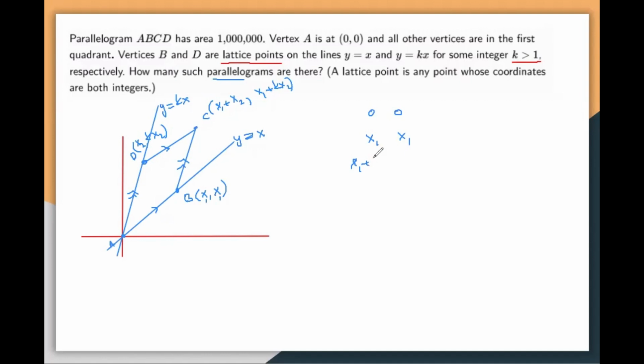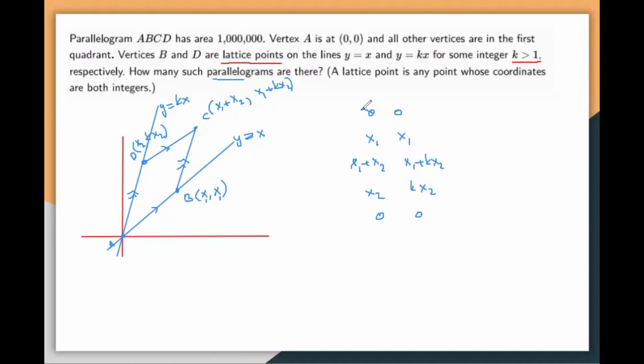So you've got x1 plus x2, and then x1 plus kx2. And then the next coordinate is D, so that should be x2 and then kx2. And then we start with 0, 0, so we are writing this again. And this is one way of doing the shoelace approach.